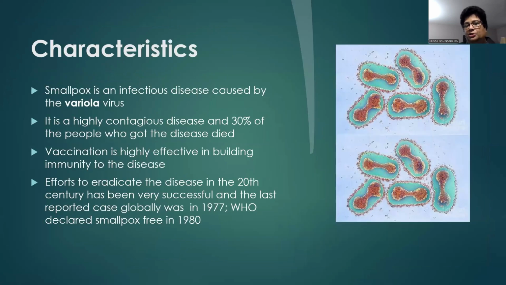Smallpox is a highly infectious disease caused by the variola virus. It's highly contagious and has a 30% fatality rate. Vaccination is very effective in building immunity to the disease, and efforts to eradicate the disease in the 20th century have been very successful, and the last reported case globally was in 1977. Since 1980, the World Health Organization has declared the world free of smallpox.